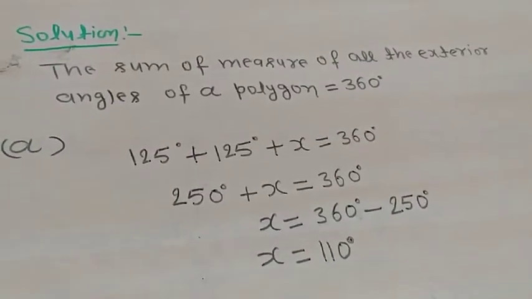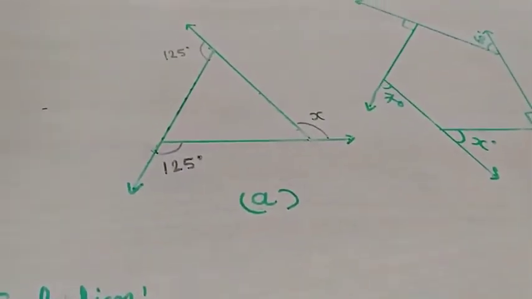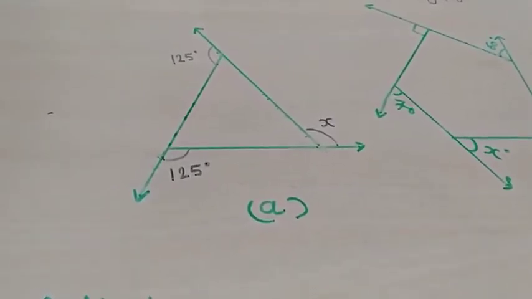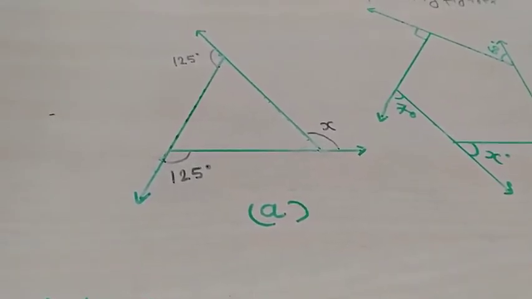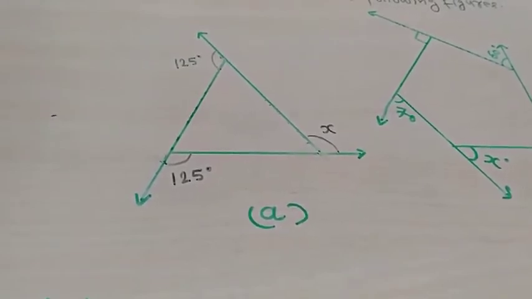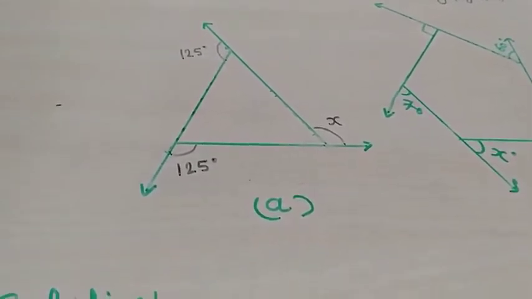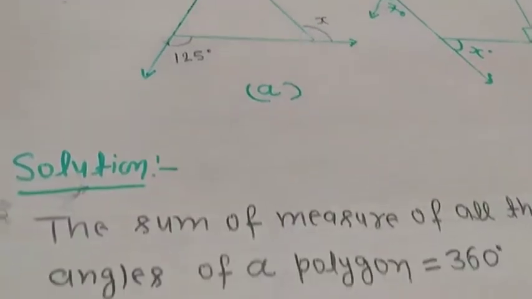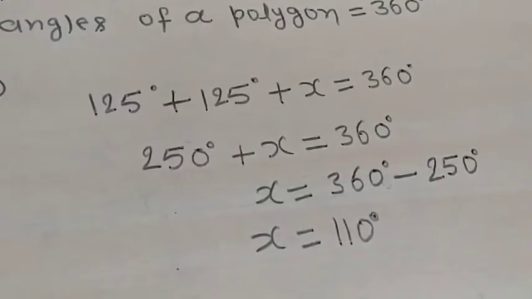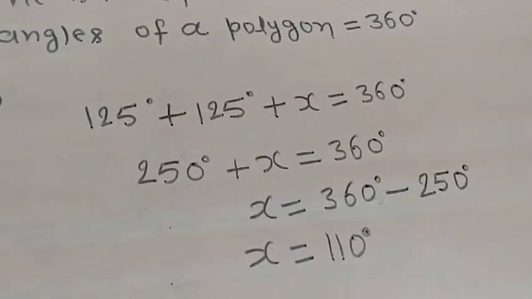See this figure. This is the given figure. The exterior angle is given. F is also an exterior angle. So we know that the sum of the measures of all the exterior angles of a polygon is 360 degrees. So we sum 125 plus x is equal to 360. Okay, so in this way we obtain x is equal to 110 degrees. Clear? Now part B.